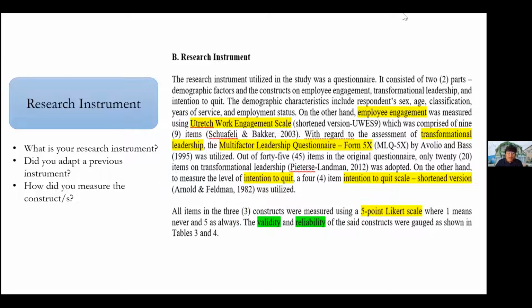Okay? Of course, in this section, we also need to identify what type of scale did we use, okay, para alam ng nagbabasa kung gumamit ba tayo ng 5-point Likert scale, 6-point Likert scale, and so on and so forth. Okay, so when we talk about validity and reliability, I am referring to Cronbach's alpha, CA, and composite reliability. Okay, these are the two commonly used measures of reliability.